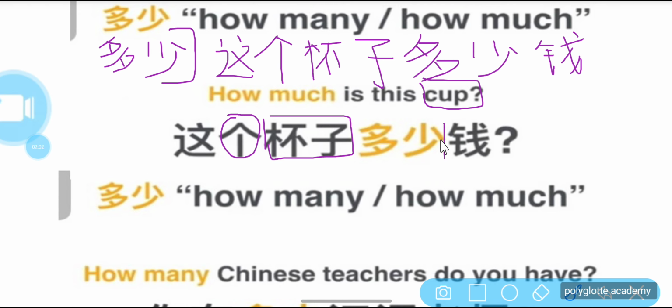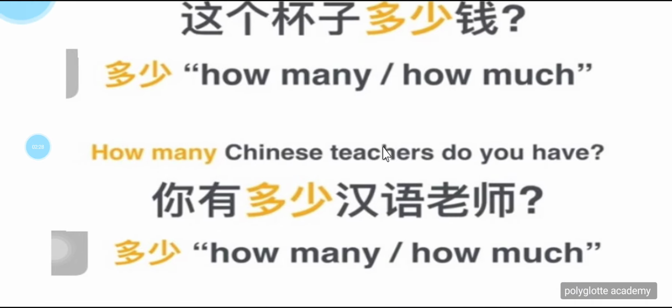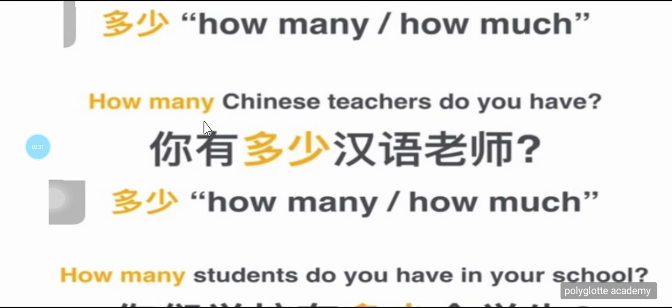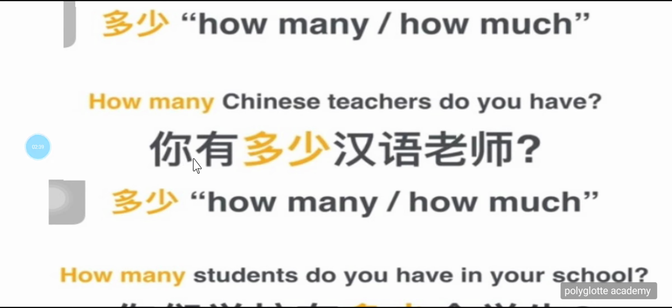Now 钱 is money in Chinese. So 这个杯子多少钱 means how much is this cup? 这个杯子多少钱？好，继续。We are still on 多少。So we are going to continue with the next example.